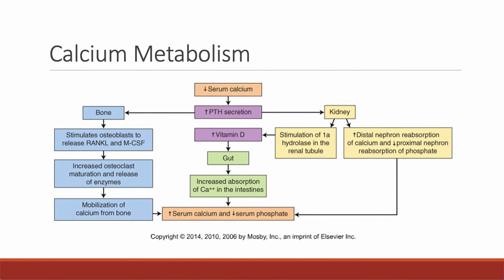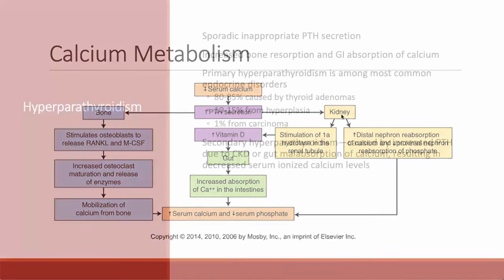So what does the parathyroid gland do? Well, it's responsible for calcium metabolism. So in response to the serum calcium level, the PTH either goes up or down, right? And that has an effect on the bone, and it has an effect on the kidneys.